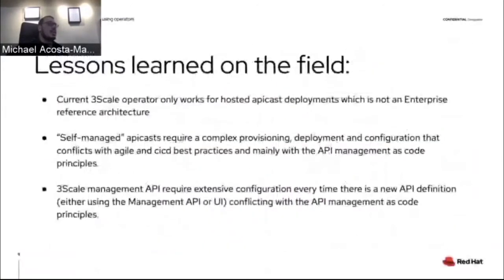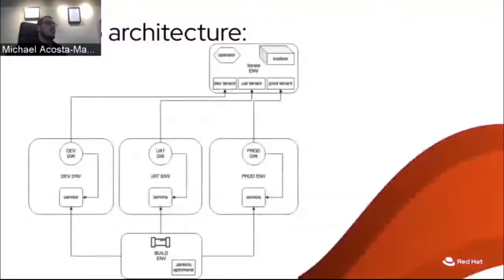So, this is a quick demo architecture. It's not a pretty diagram, but it's just to quickly expose what we wanted to do. What we present here is something that may be familiar to some of you. We just have different namespaces or projects where you have your service. We just call them dev, UAT, and prod.